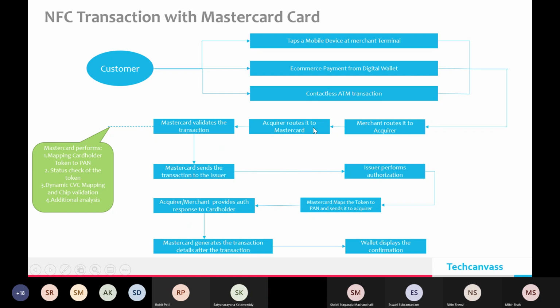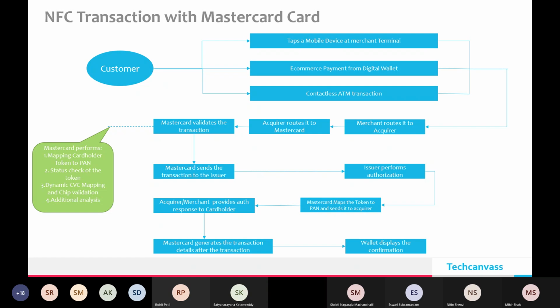Through the acquirer, it goes to the MasterCard network, and MasterCard also has the decrypting mechanism. So it validates the transaction, or otherwise it sends it to the issuing bank. The issuing bank decrypts that.